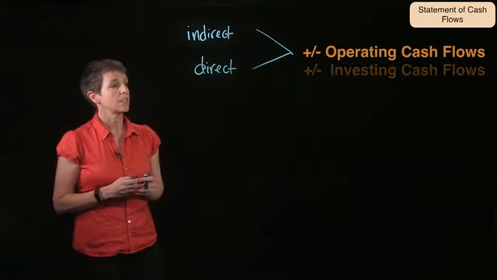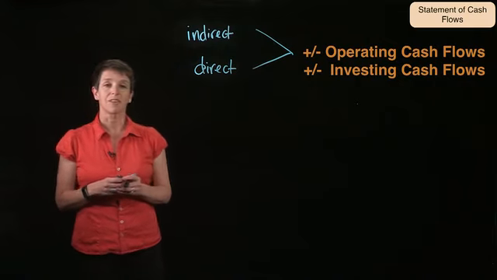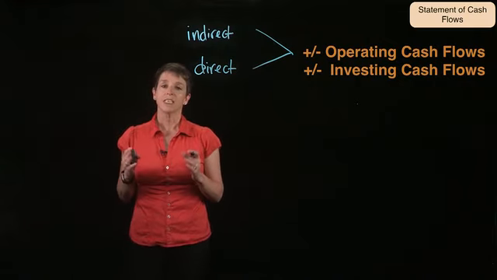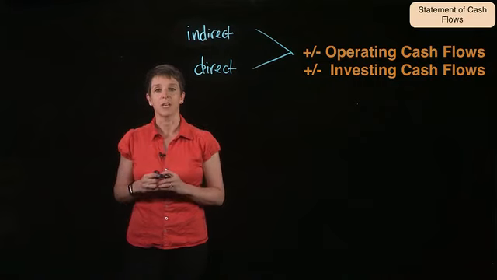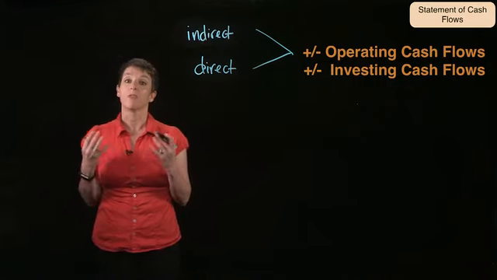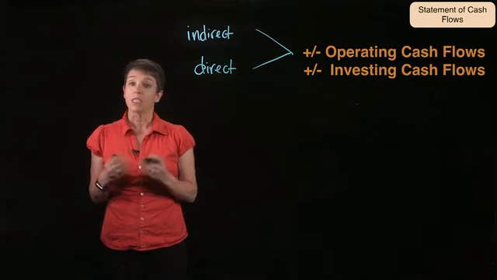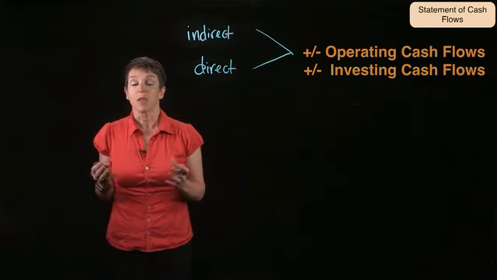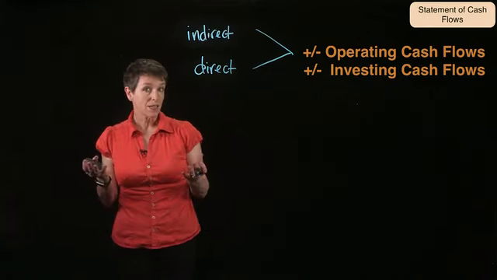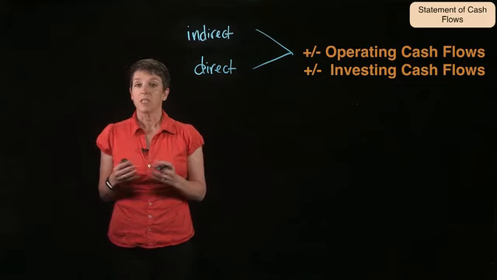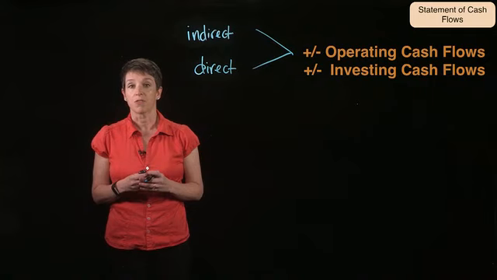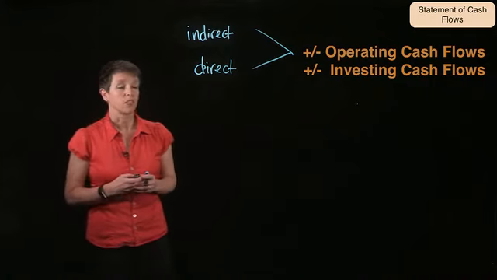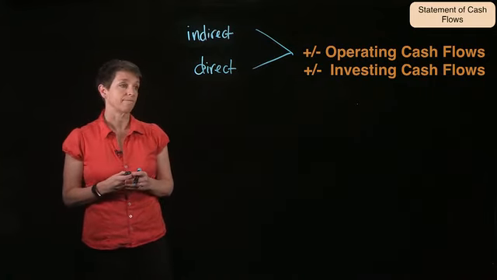The second section of the cash flow statement is the investing section. This section takes a look at the long-term type assets of the company and the cash flows from those assets. So did the company spend money on property, plant, and equipment during the year? Did they sell some? Did the company spend money on investments in other entities? Did they sell some of those? Those are the types of things that we'll see in the investing section.